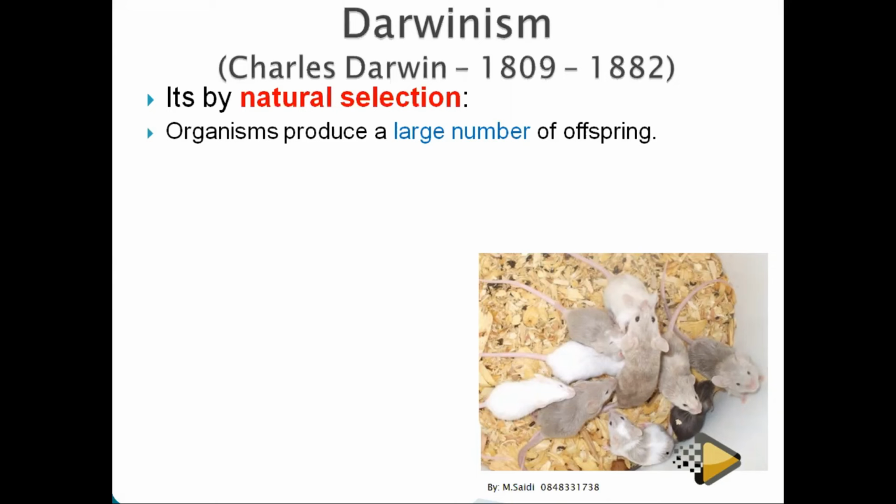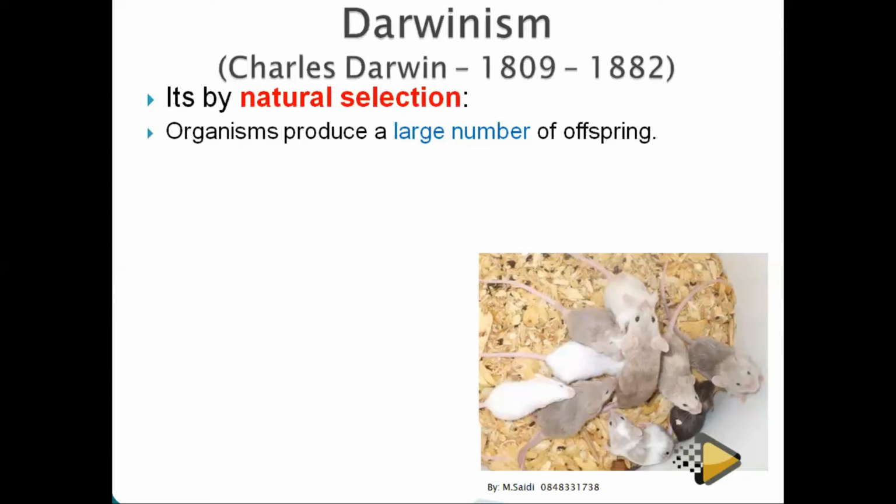His theory, which is based on natural selection, goes like this. He says that organisms produce a large number of offspring. Check these rats. They produce a large number of offspring. Have you ever asked why you have never seen butcheries for dogs, but you see butcheries for cows? Cows produce one offspring per 9 months. Dogs produce 6 or 7 per 6 months, for example.